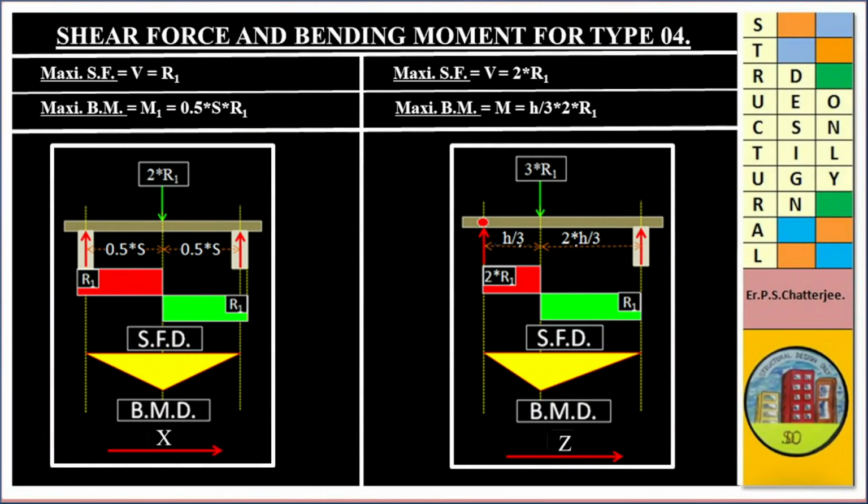Shear and bending moment for type 4. Maximum shear force V is equal to R1, maximum BM is equal to 0.5 into S into R1, and in Z direction maximum V is equal to 2R1, maximum BM M is equal to h by 3 into 2 into R1.